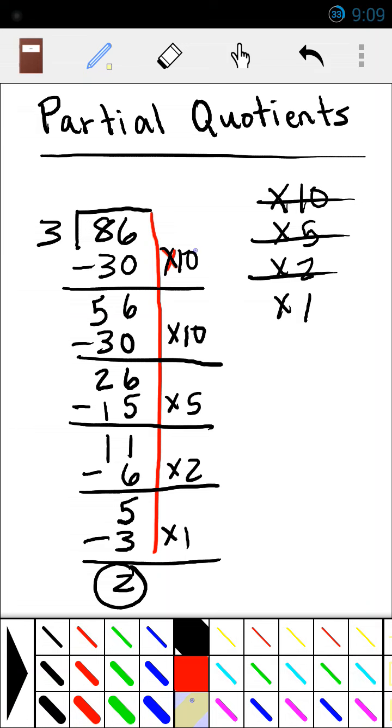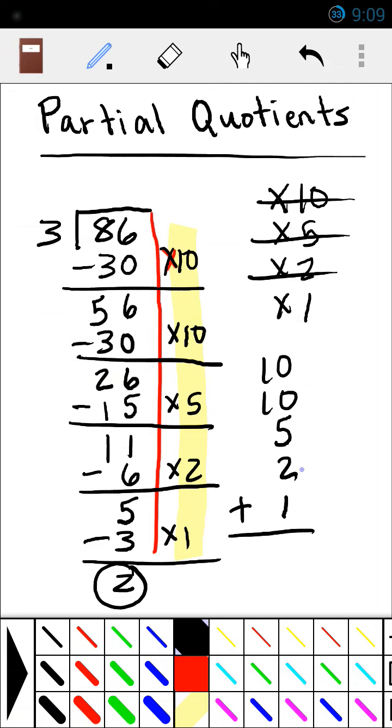Now to get my quotient, all I have to do, boys and girls, is add up all of the numbers that are multiplied by. So 10 plus 10 plus 5 plus 2 plus 1. That will equal, let's see, 10 and 10 is 20, 20 and 5 is 25, 25 and 2 is 27, 27 and 1 is 28. So my quotient is 28. So the answer to 86 divided by 3 is equal to 28 remainder 2.